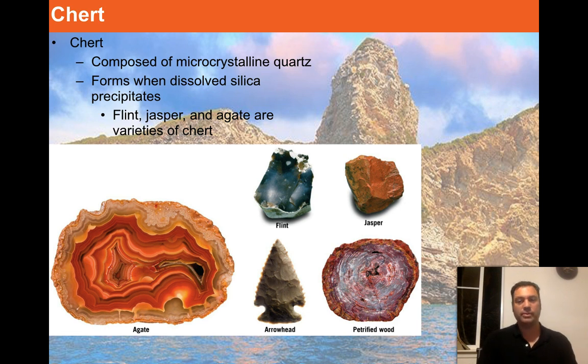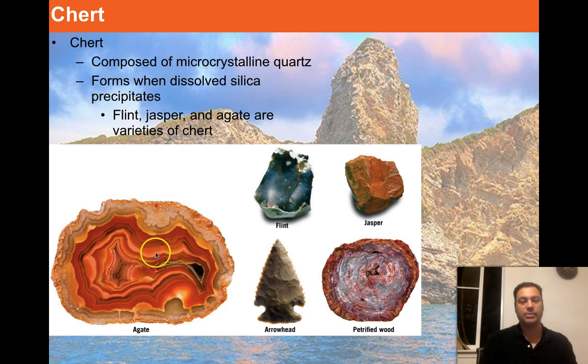Another really cool rock, and we already kind of showed you the fire opal at the beginning to get your appetite wet, is chert. But chert is basically a microcrystalline quartz that forms from dissolved silica. And that's what gives rise to flint and jasper and agate, which are all varieties of chert, of course. Opal is also a variety of chert. As a matter of fact, it's the mineral that makes up chert.